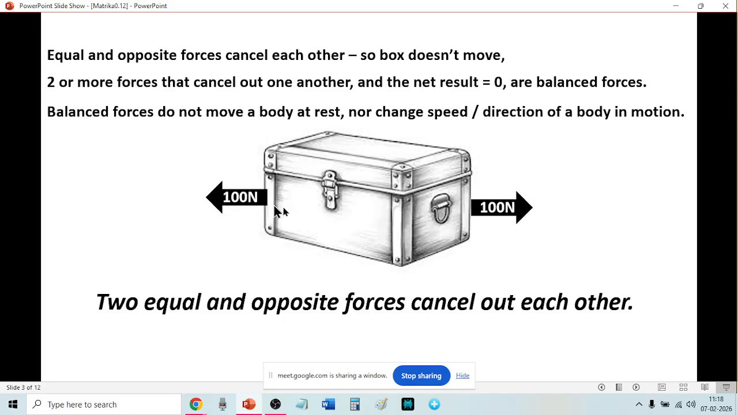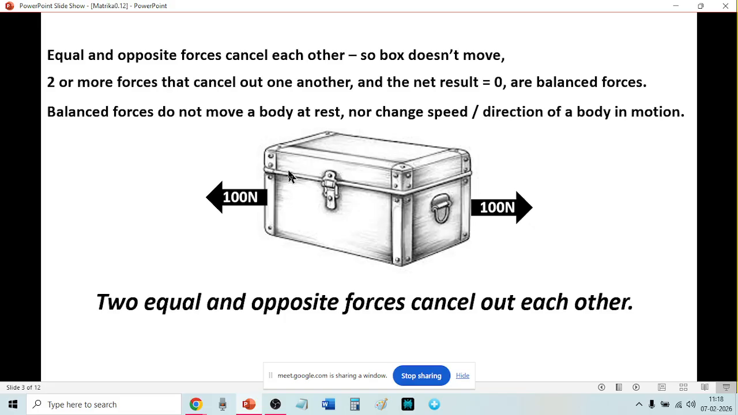So it can be 2 forces or 3 forces or 4 or 5 or 6. When forces cancel out one another and the total result is 0, they are called balanced forces. And the total result will be 0, no effect. No moving the body, no stopping the body, no changing the speed and direction of the body. Balanced forces do not do anything. The total effect is 0.